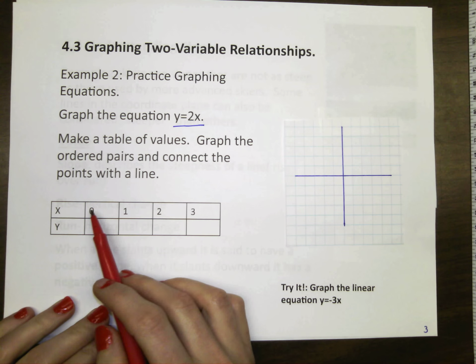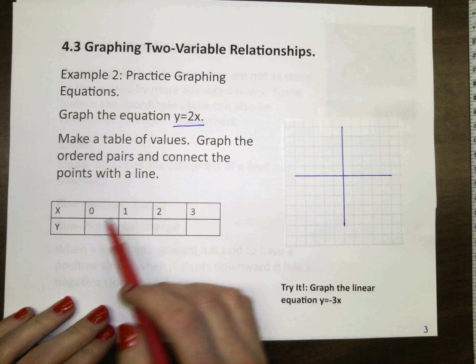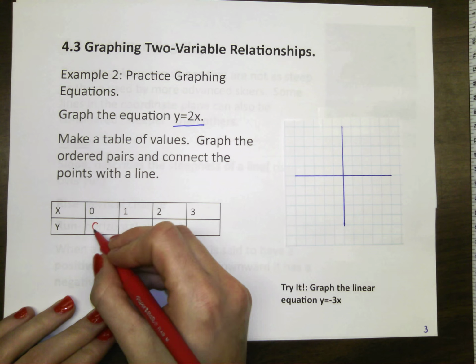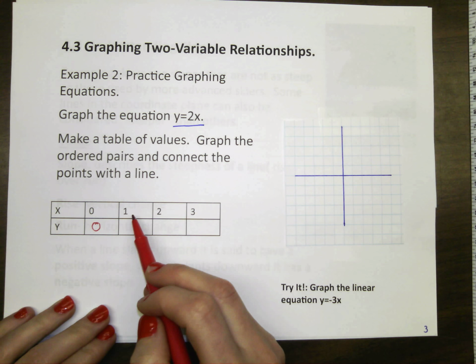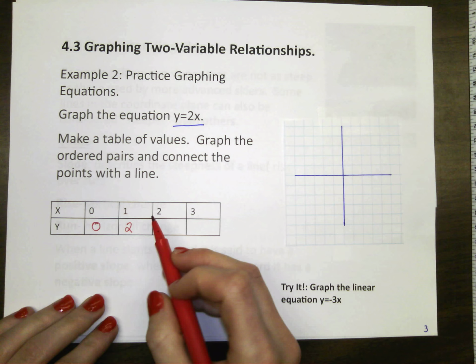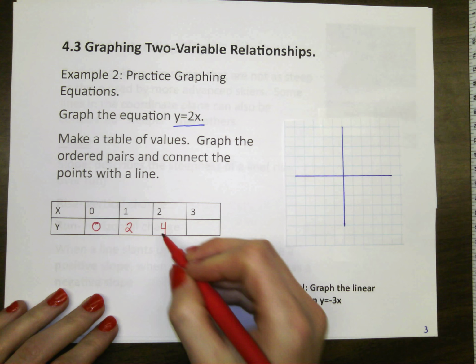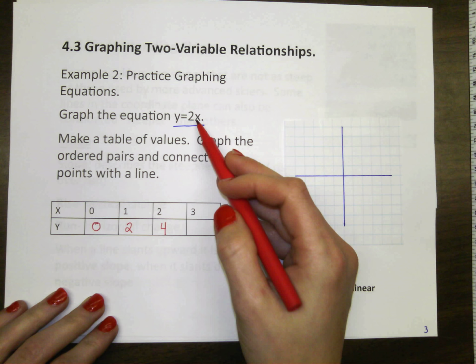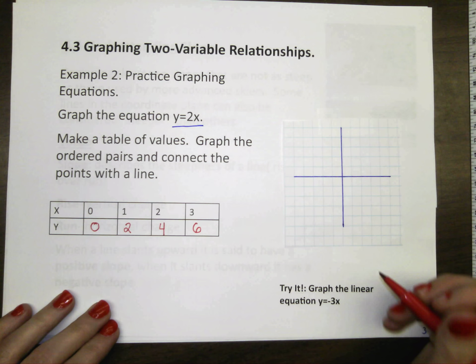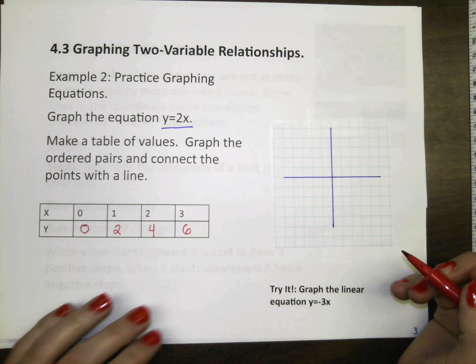So when x equals 0, what is y equal to? Well, 2 times 0 is 0. What about when x equals 1? y would equal 2. When x equals 2, y would equal 4. Or when x equals 3, y would equal 6. Now we can plot these points and then connect them with a line.